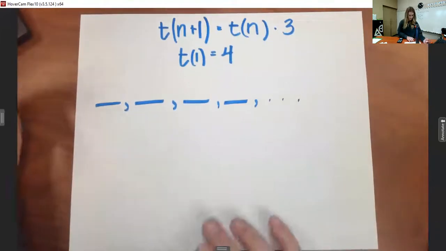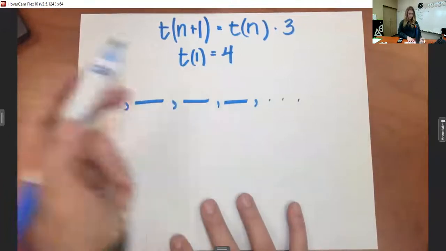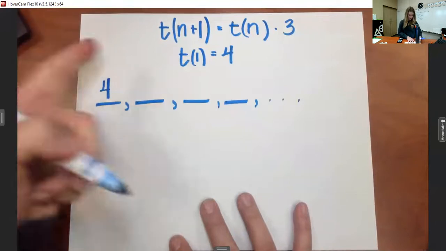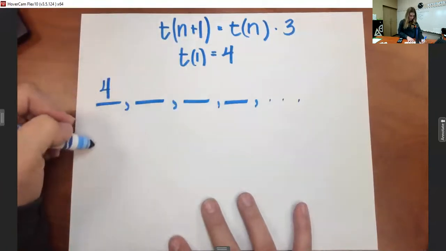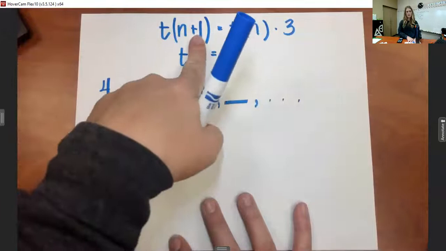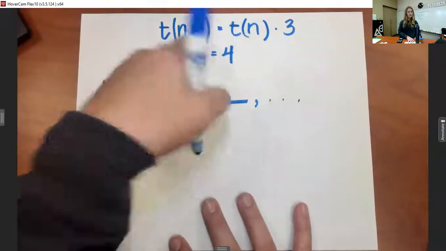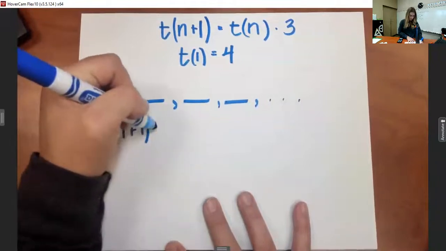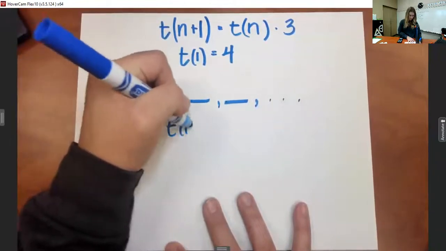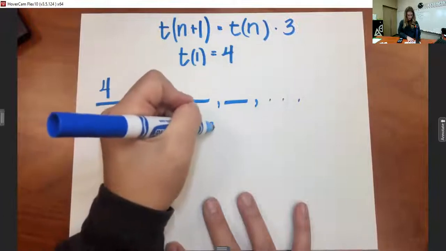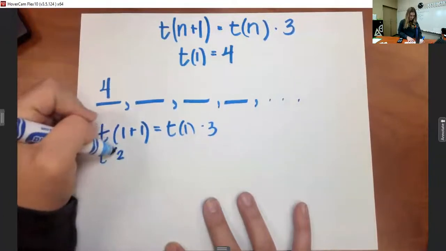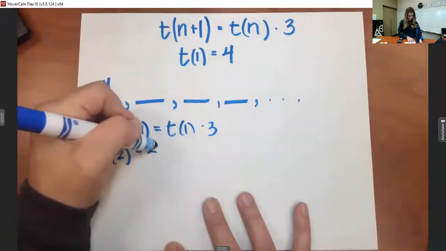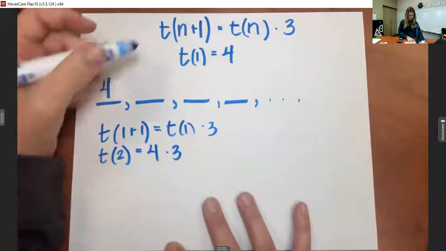All right, here we go. It told us a piece of the information. It told us that t of 1 is 4. All right, and now we want to find t of 2, so we'll use this. So for the inside of the parentheses to equal 2, n has to be 1. So t of 1 plus 1 equals t of 1, because the n's need to match, times 3. So now we know t of 2 will equal whatever t of 1 is, which is 4, and then times 3. So that'd be 12.